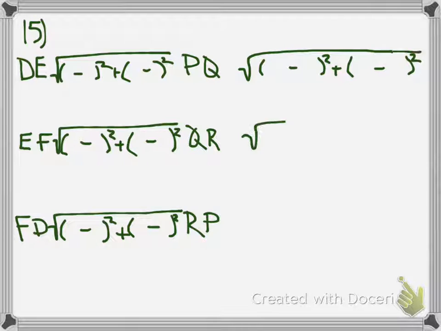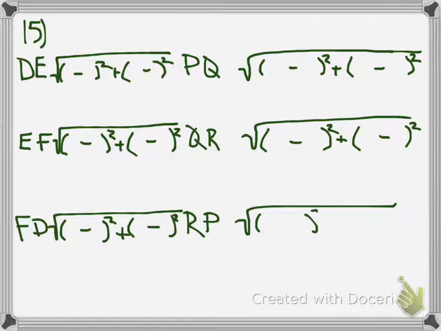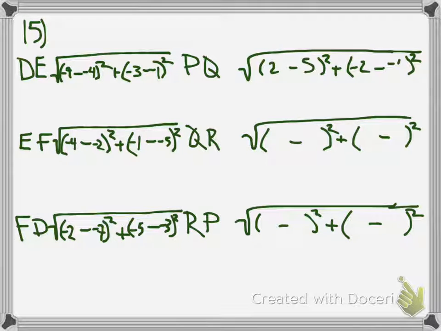So anyways, you're going to plug in those numbers, and then you're going to compare. And what I would do is make sure I do DE, then PQ, and then EF and QR. Because if any of those don't match, then the answer is they're not congruent. If they match, then it stays congruent. So notice I'm putting in the points and kind of going from there.